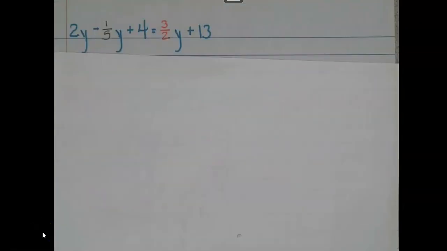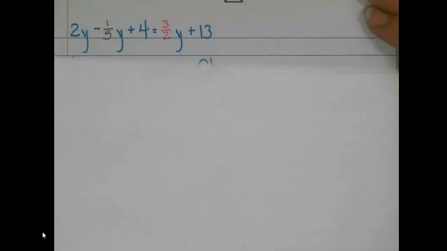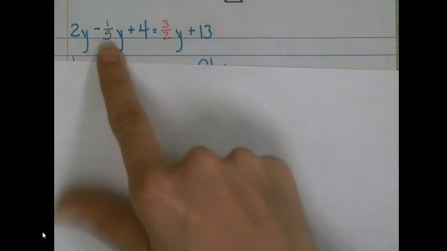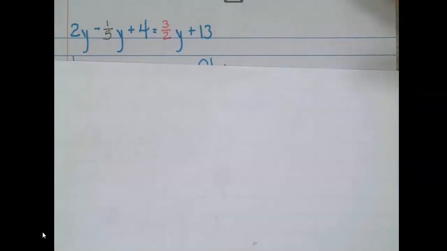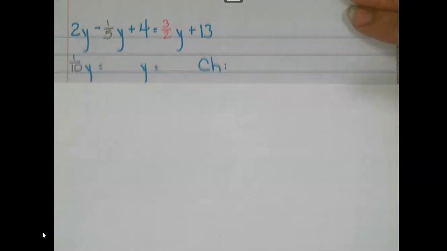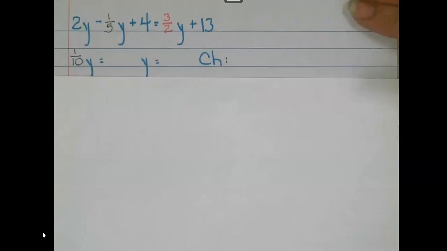Here is our next sample problem, where we have to find a common denominator outside of our thirds and sixths. So our original equation is 2y minus 1/5 of y plus 4 equals 3/2 of y plus 13. So I'm going to find my common denominator, and when I have a denominator of 5 and 2, my common denominator between those two is 10. So I will be solving for 1/10 of y, and then doing the check.